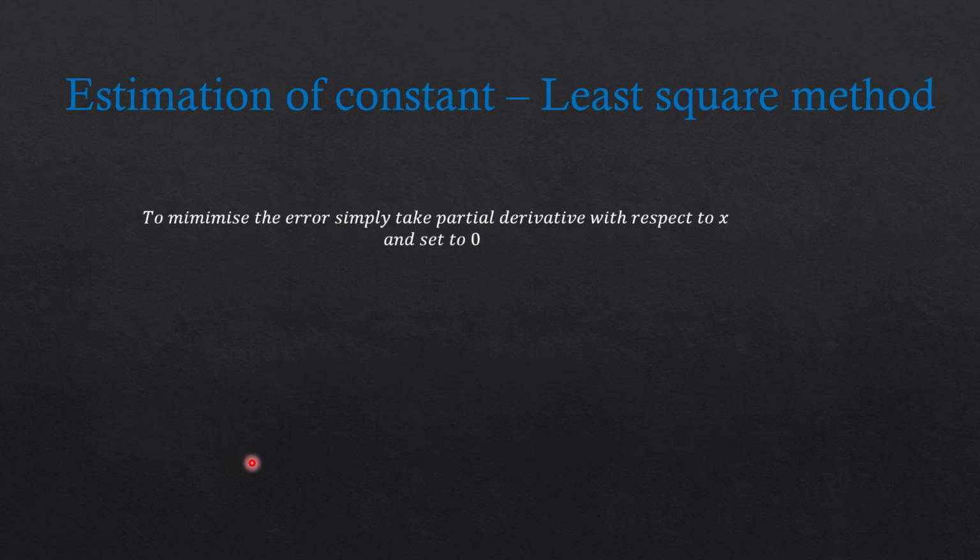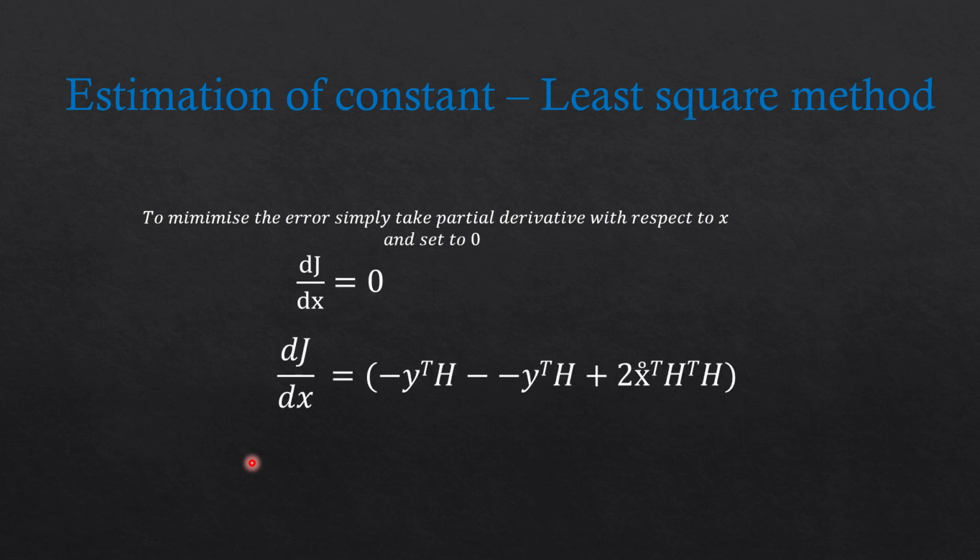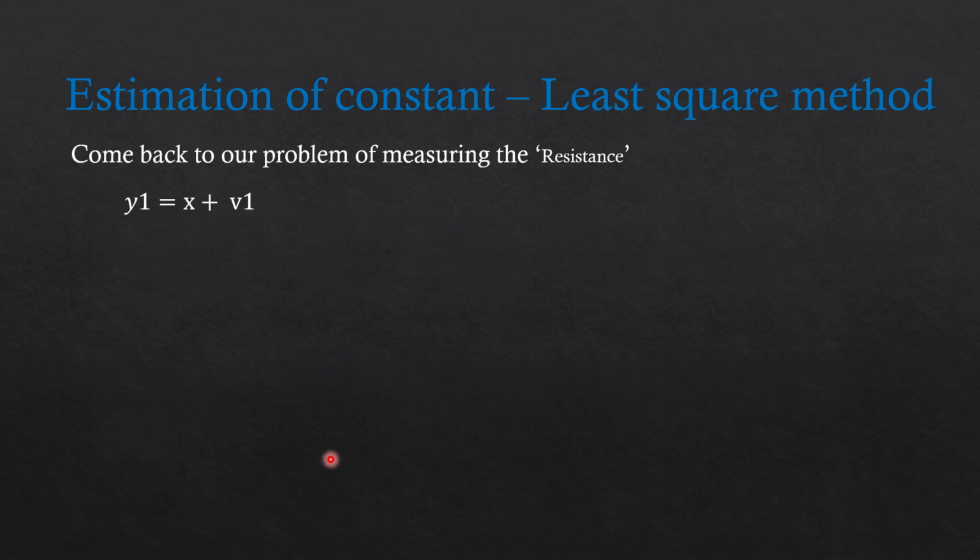To minimize the error, you simply take a partial derivative with respect to x and set it to 0. When you do that, the equation becomes simplified, and when you set that partial derivative to 0, you would have x hat, or the best estimate, in this form. And we need to find out what the H matrix and Y matrix are, and that's it. We are able to find out the best value for X, this constant.